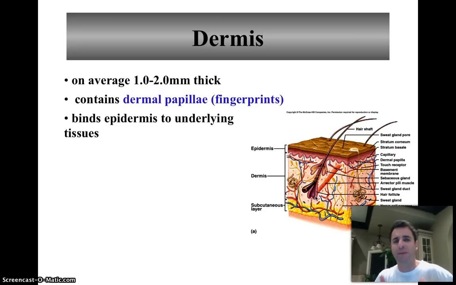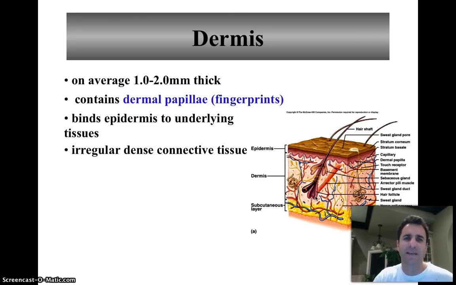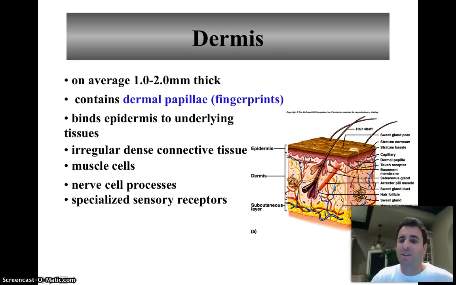The dermis is what binds the epidermis to the underlying tissues, including the subcutaneous layer, of course. And it's made of dense connective tissue, as well as some muscle cells that we'll talk about in just a bit, such as the erector pili muscle here. And then there's also nerve endings.